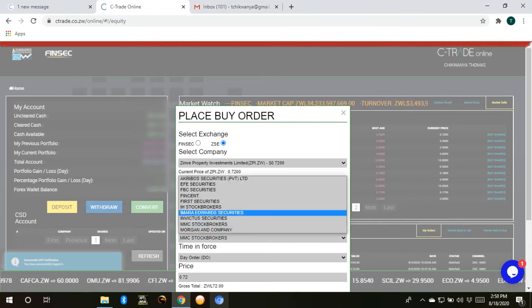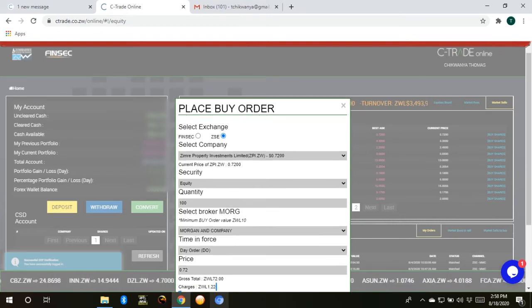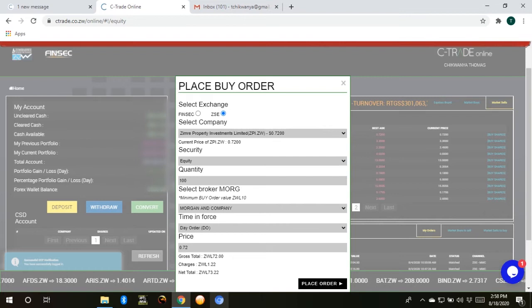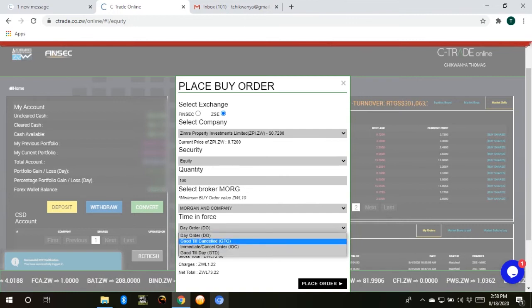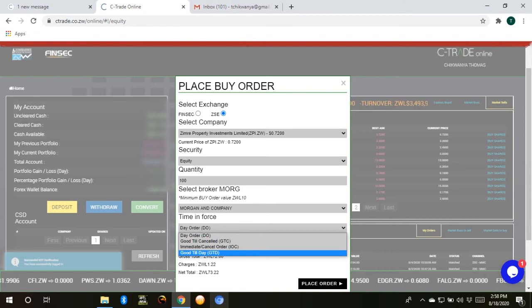Day order means that your order will be cancelled if the trade is not executed by end of that day. Good till cancelled means your order will continue to be effective until it executes or is cancelled. There is no limit, so your order will be active until it is executed or you cancel it. Immediate orders are cancelled if the order does not execute as soon as it becomes available. And good till date means that the order will continue to be in force until a date that you set.